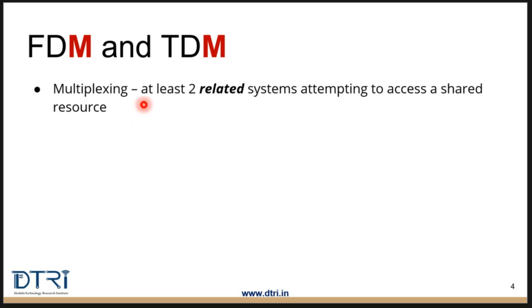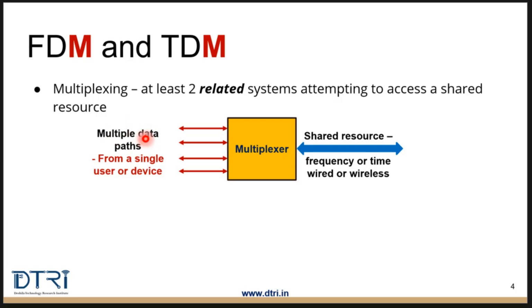By definition, multiplexing is an arrangement where there are two related systems attempting to access a shared resource, which is either frequency or time. Here, data is coming from multiple paths and needs to be sent to a single shared medium. So this shared resource can be either frequency or time over a shared medium which can be wired or wireless. In the case of FDM, since frequency is divided or segmented, there are segments of frequencies which enter the multiplexer from different data paths. Based on the multiplexer logic, the data from a particular path is chosen to be sent over a shared resource.